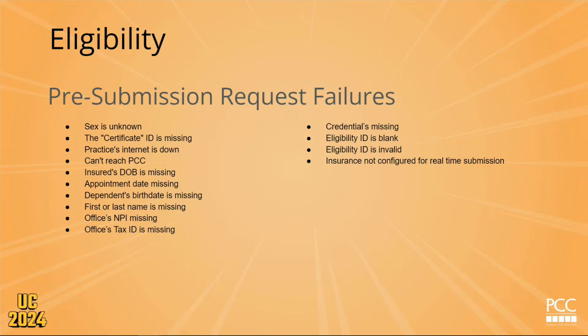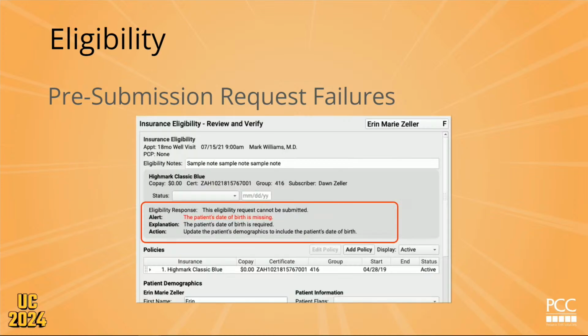Pre-submission request failures, a ton of these you can see on the screen, like date of birth is missing, eligibility ID is blank, etc. These are common things that you're going to get into your system, and I think this is most of them. You're going to see this on your eligibility screen.